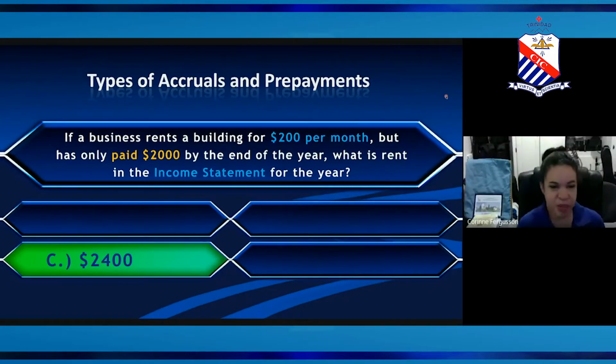All right, is there anybody that did not get this? Because it sounded like everybody got this. Basically, it's the amount incurred, and since they gave you 1 month, but you need to know for the year, it will be 200 multiplied by 12 months to give you the amount for the year. So you correctly got the answer as 2,400.